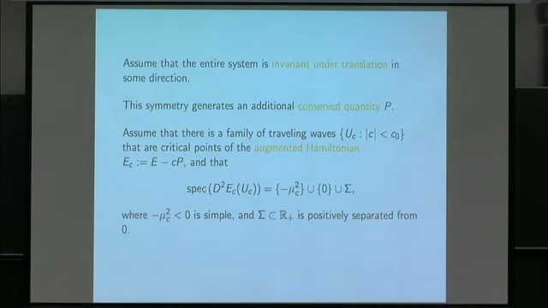And we assume that there's some sort of a symmetry. So the simplest one is a translation symmetry, and that symmetry generates then a conserved quantity, the P again. And we suppose that we are given a family of traveling waves, capital U sub c, indexed by the wave speed, that are critical points of the augmented Hamiltonian, which is defined as before, and that we have a very particular structure for the spectrum of the second derivative of the augmented Hamiltonian. So it has a single negative eigenvalue that's simple, 0, which is basically generated by this translation symmetry, and the rest of the spectrum is strictly positive and separated away from 0.